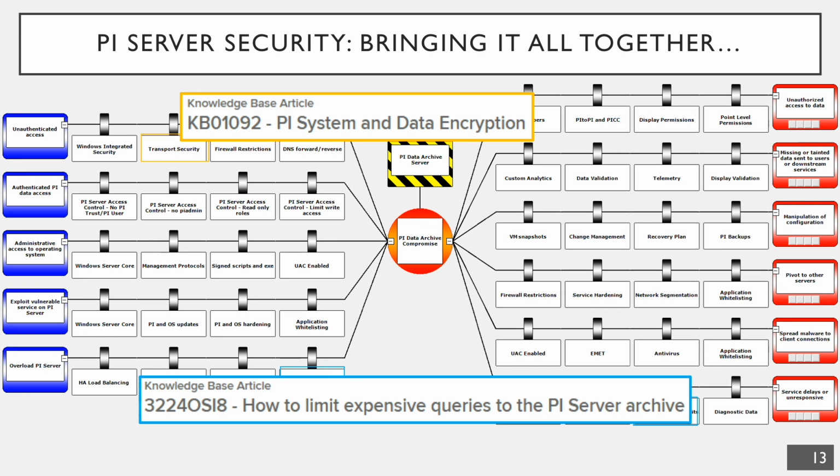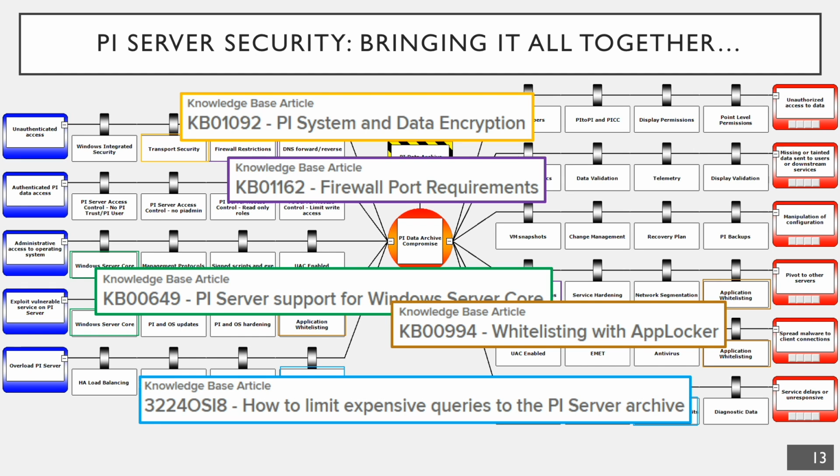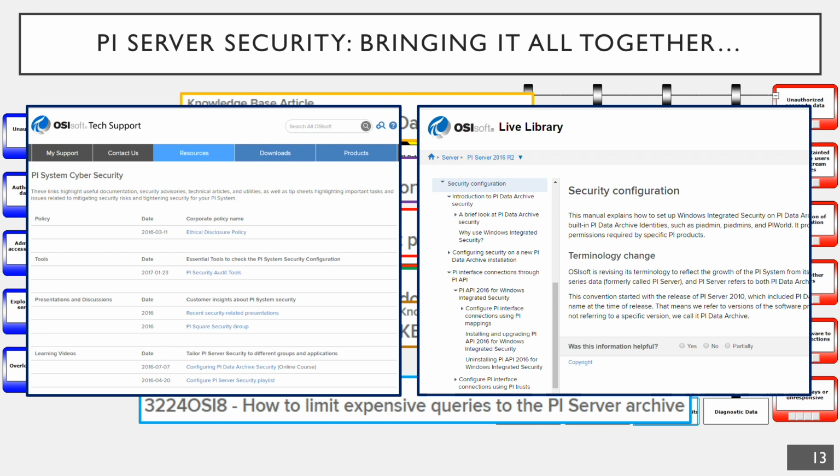And so this is an eye chart. We don't expect you to be able to read this, but this is here to illustrate that we've mapped out all these available defenses, and we realize that we have a lot of documentation spread out across our knowledge base on how people can apply these things, but this is a lot of information for people to pull together and correlate on their own. So we have some resources that aggregate those things together, like our cybersecurity page and our security configuration document.